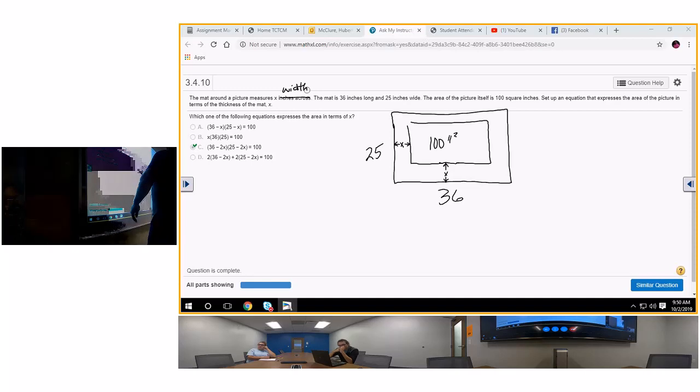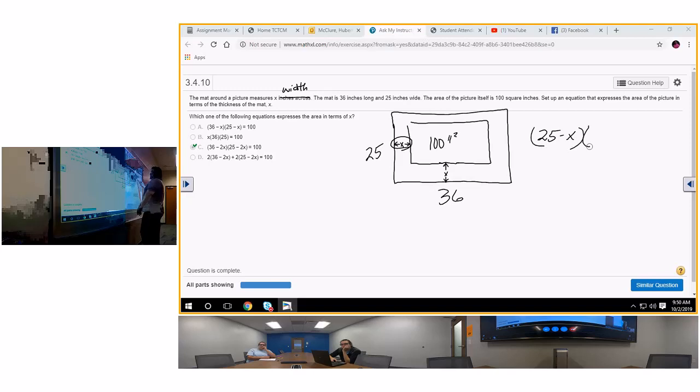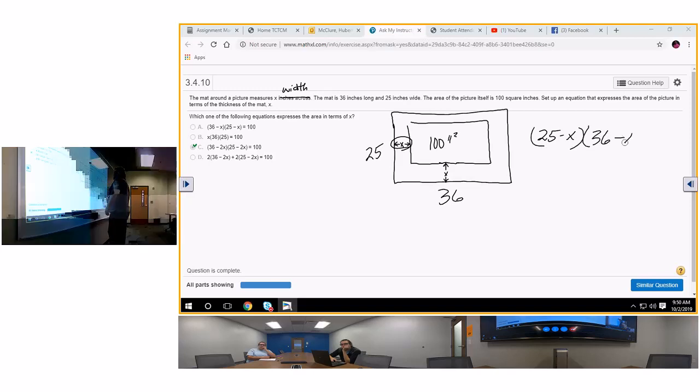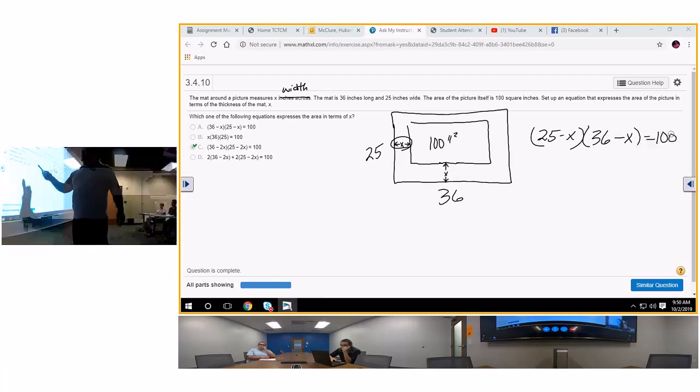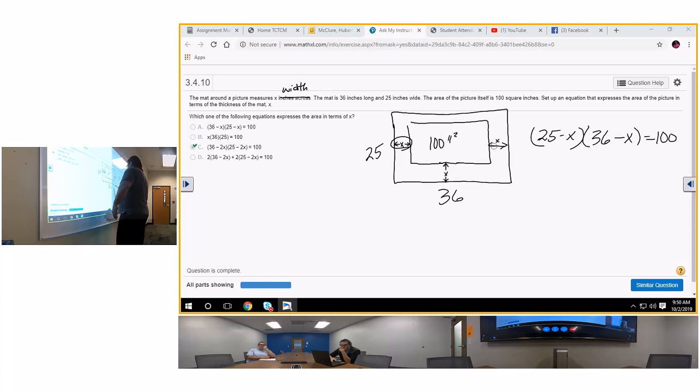Now, if I want the length of this picture, then that's going to be 36 minus what? 2x for this area. If I do the height, then that's going to be 25 minus what? 2x. So we've got 25 minus 2x times 36 minus 2x, and that's going to be equal to 100. There's one over here, 2x, and right here, x. So 2x and 2x.